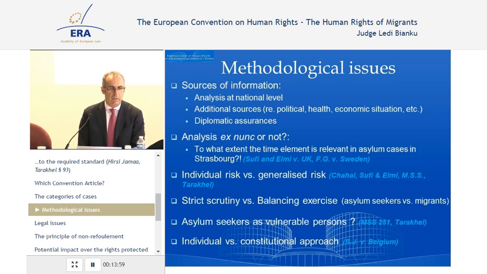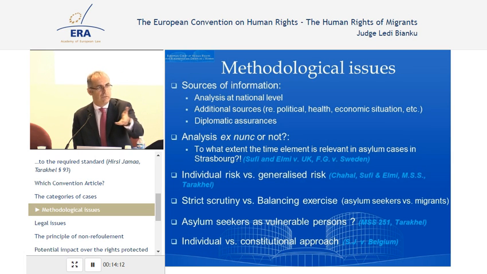So it was the question put earlier by you, Philip, about the role of the European Commission. I can tell you, for example, MSS changed the case law of the court based on the additional sources we had.